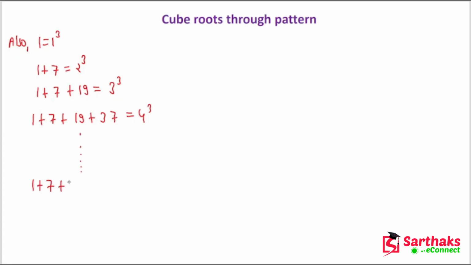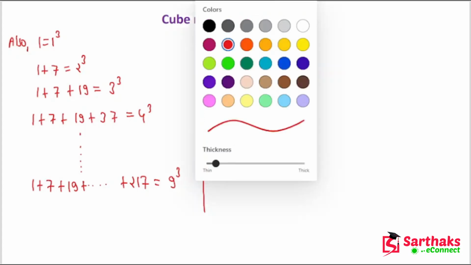1 plus 7 plus 19 plus ... The last member was 217, which we calculated. It was the 9th member, I guess. So you will get 9 cube. So this is the pattern. So let me write it clearly in words.